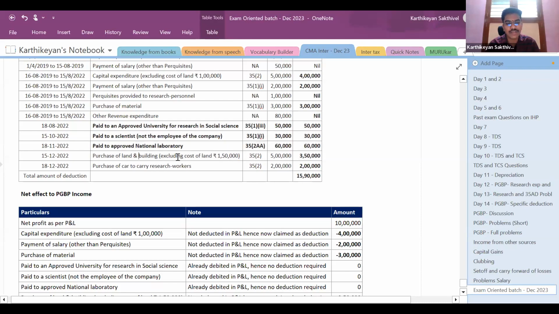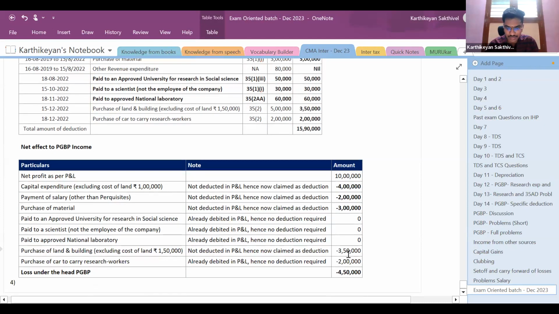நீ எதுவும் பண்ண வேண்டாம். Purchase of land and building பொறுத்த வரைக்கும், land and building cost would not have been included. It would not have been debited to P&L. So the 3.5 lakhs வந்து நீ deduction claim பண்ணணும். Purchase of car for research workers, same, this is a capital expenditure. This would not have been debited to P&L. அதனால அதையும் debit பண்ணணும். So totally, the loss under the head PGBP will come to 4,50,000.